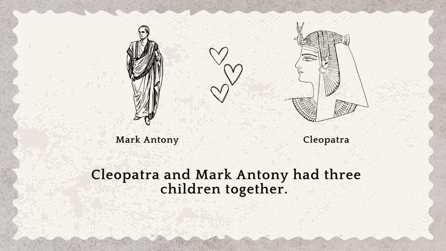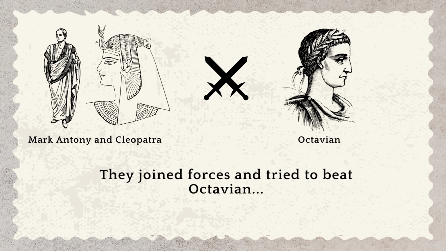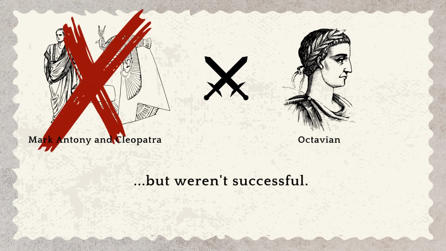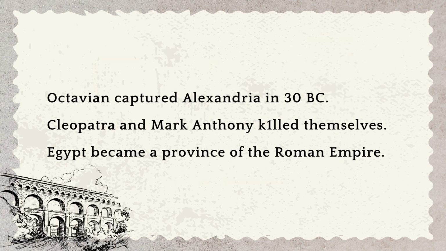Cleopatra and Mark Antony had 3 children together. They joined forces and tried to beat Octavian, but weren't successful. Octavian captured Alexandria in 30 BC. Cleopatra and Mark Antony killed themselves. Egypt became a province of the Roman Empire. Pause and find all the verbs in past simple.